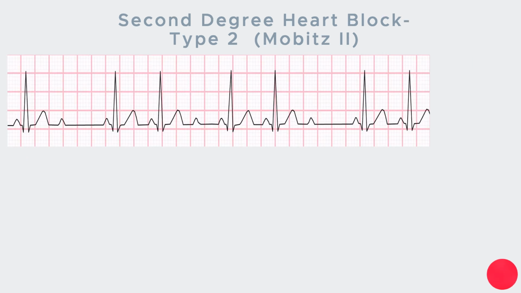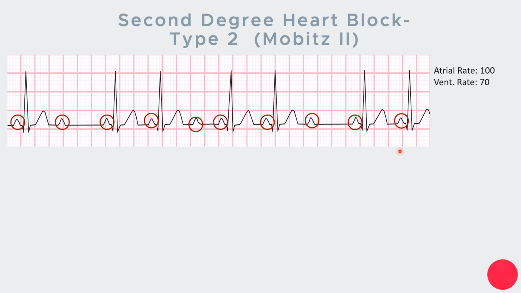Here are a couple of examples. In our first example, we have our PR interval, and here's a dropped beat. Here is a P wave with a conducted QRS, P wave with a conducted QRS, and then here's a P wave with no QRS complex as it was dropped at the level of the AV node. You can see our atrial beats are circled here. When measuring the PR interval, it is constant across the strip.